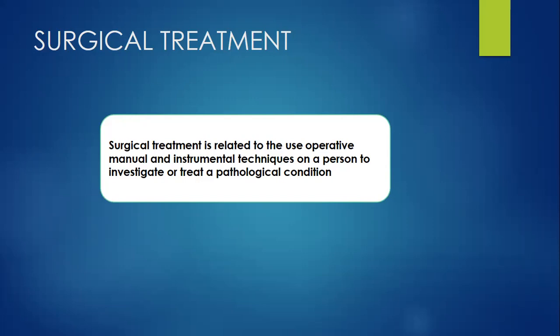So we're going on to the surgical treatment. And what is surgical treatment? I'm sure all of you know, right? Because it's obvious. However, we have to follow what our infographic tells us, right? So surgical treatment is related to the use of operative manual and instrumental techniques on a person to investigate or treat a pathological condition.